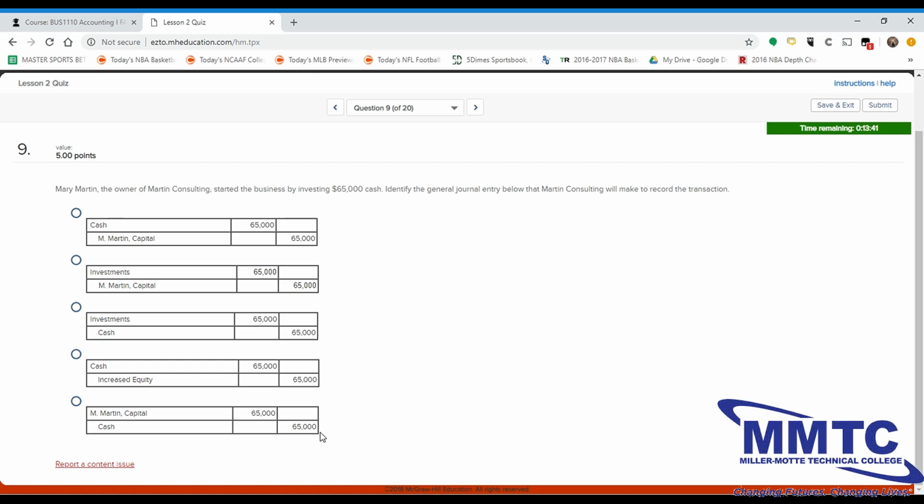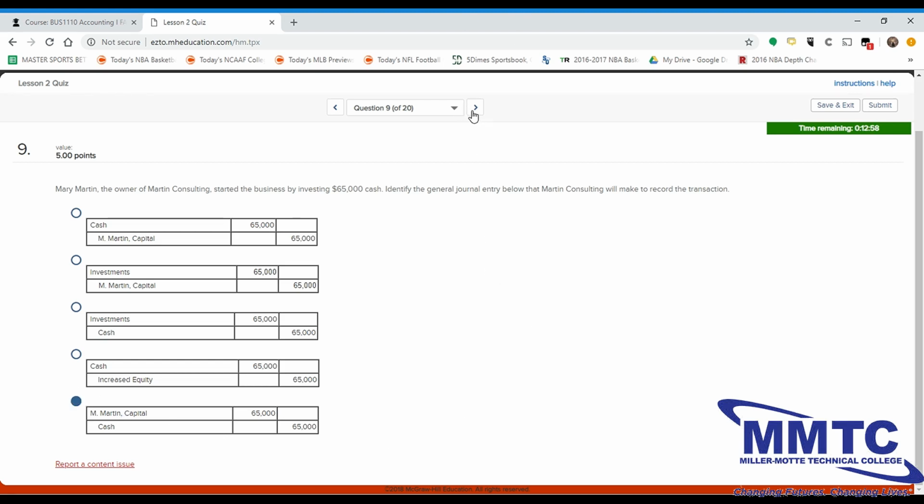What is it? It's investment money, right? It's capital. The owner gave us this money for capital. So we would credit M. Martin Capital, just calling it the company's capital. So you see the debit for $65,000 on the left side this time, and then we credited the capital account on the right side for $65K. All we're doing is just recording cash.